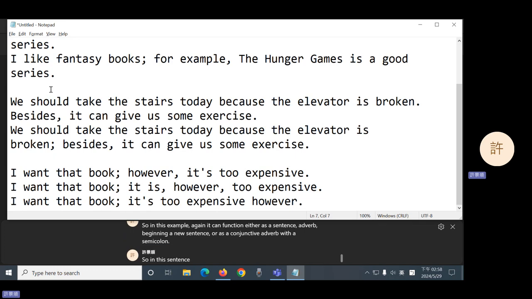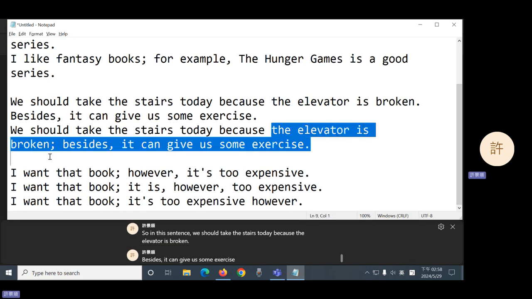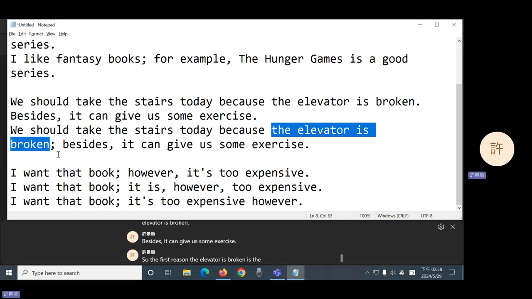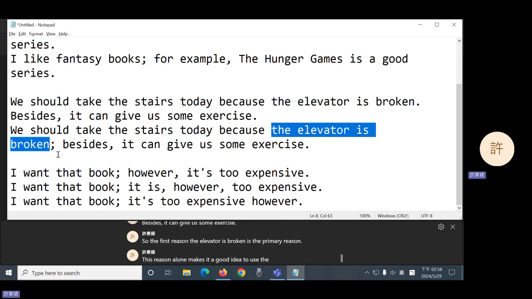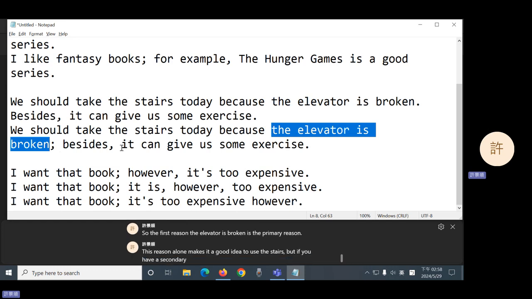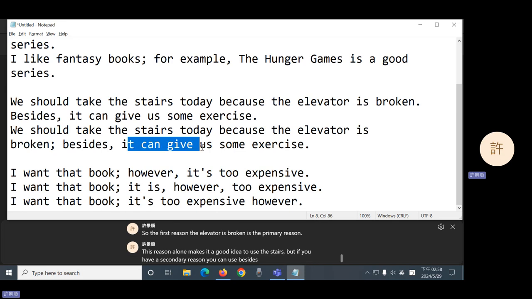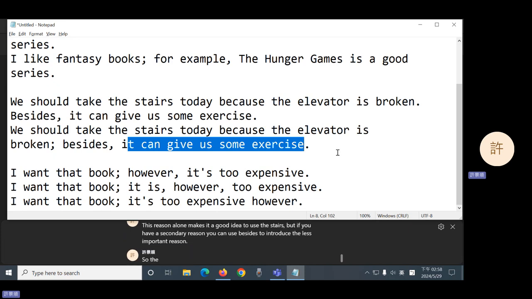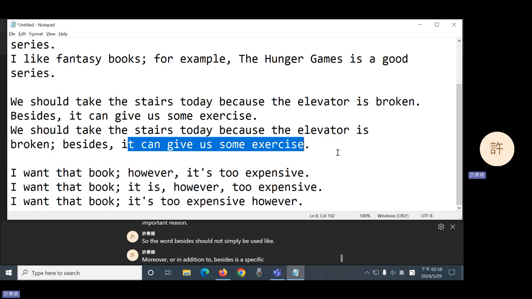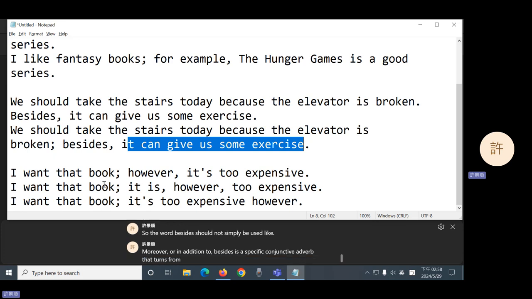So in this sentence, we should take the stairs today because the elevator is broken. Besides, it can give us some exercise. So the first reason, the elevator is broken, is the primary reason. This reason alone makes it a good idea to use the stairs. But if you have a secondary reason, you can use besides to introduce the less important reason. So the word besides should not simply be used like moreover or in addition to. Besides is a specific conjunctive adverb that turns from primary to secondary reason.